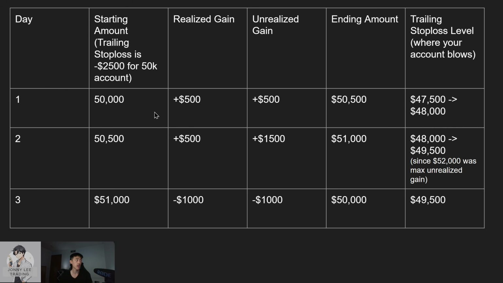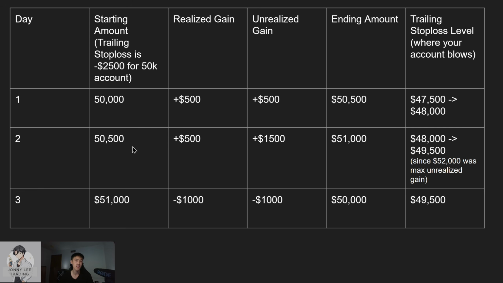that means that any unrealized gain, your trailing stop loss will trail up with that unrealized gain. So if you start a 50K account, let's say you gained $500, you closed out of your trade, boom, you're at $50,000 and $500. That means your trailing stop loss has trailed up from what was initially 50K minus 2,500 or 47,500. It's now trailed up $500 because that's where your unrealized gain has been, $48,000.